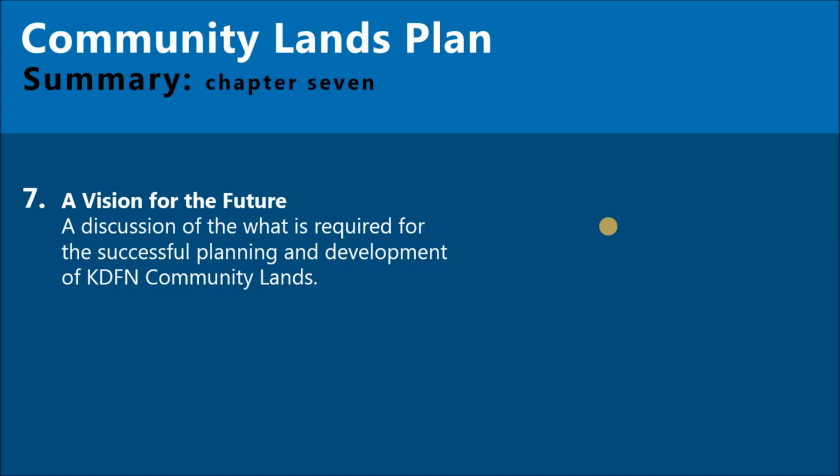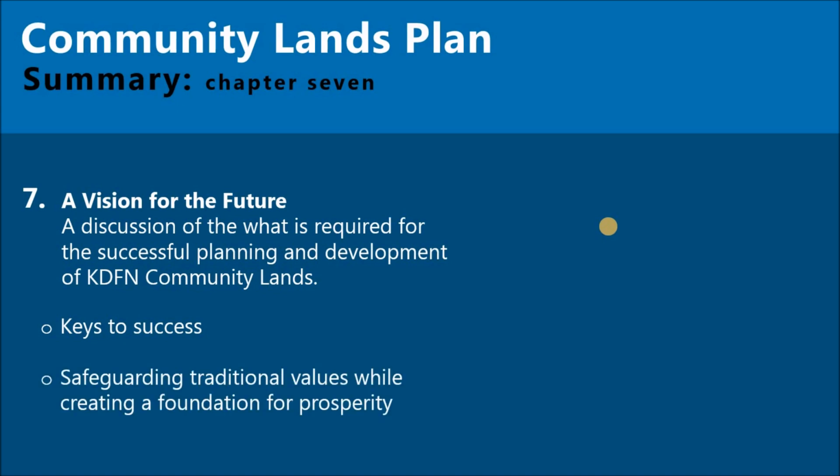So finally, we get to chapter 7. That's really the final chapter of the plan itself, and it discusses what is required for the successful planning and development of Kwalndun's community lands. And it looks at a bit of a vision for the future. And it talks about what are the keys to success. So how do we get there? What do we need to have in place to have a successful and prosperous future?